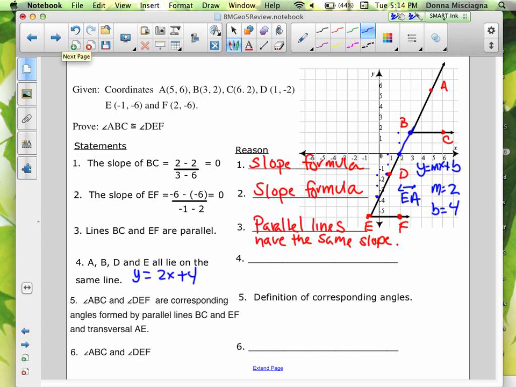How can we be sure, though, that those points lie on that line? Well, we could check by plugging the points back in and seeing if we get a true statement. I'm going to do that right over here. Let's check whether A, B, D, and E all lie on that line. Our equation is y = 2x + 4. We'll test A first. Then we would have 6 = 2 times 5 plus 4.